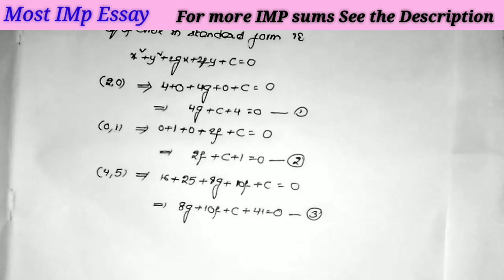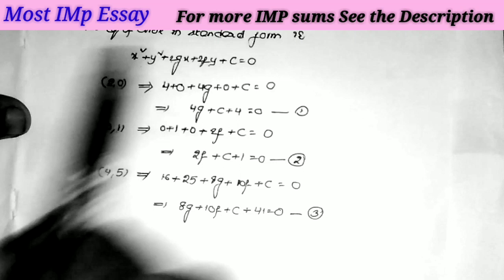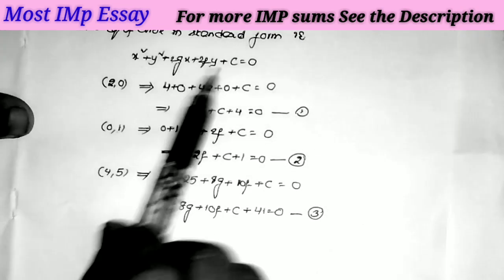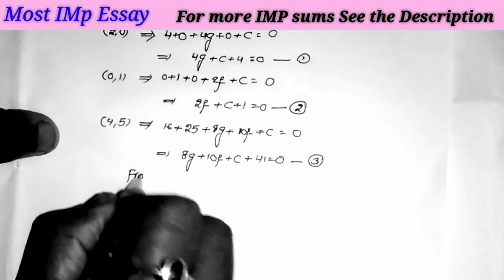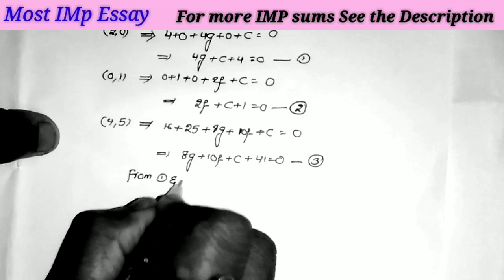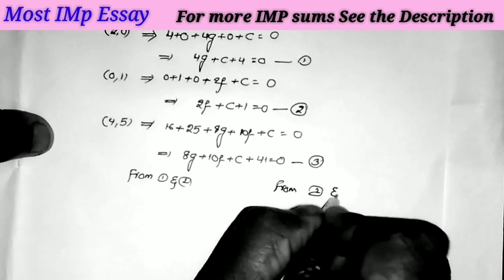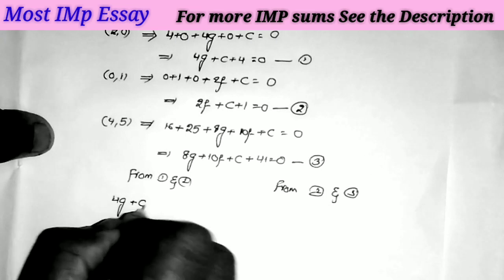Now solve these 3 equations to get the values of g, f, c and replace the values in this equation to get the required answer. That is the procedure. For that, first I take equations 1 and 2 here, and equations 2 and 3 here. This is the only procedure to solve all the questions. So all of you, first you must know the procedure.